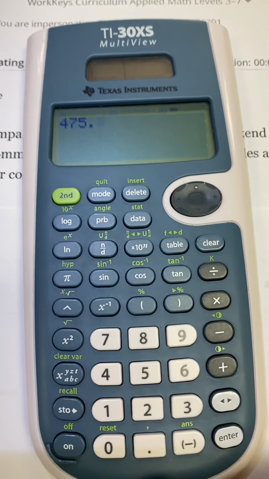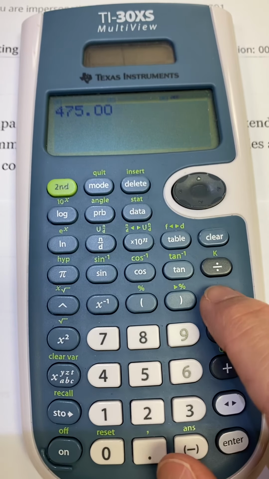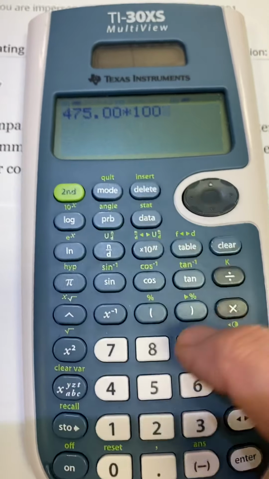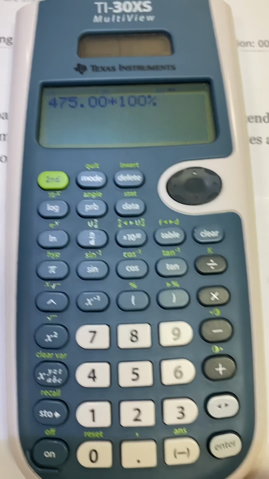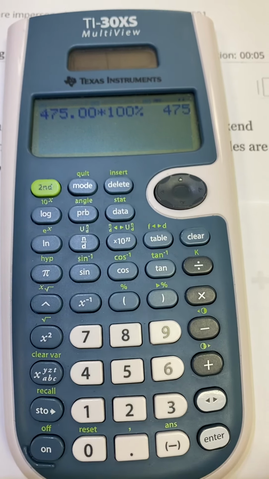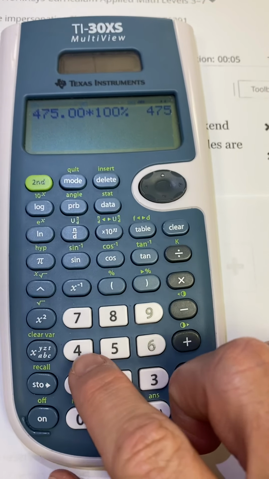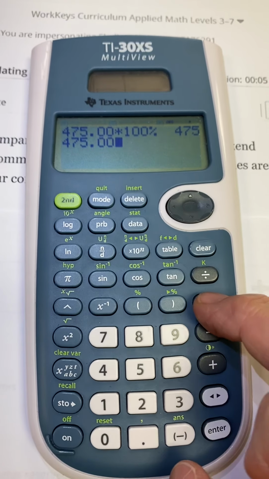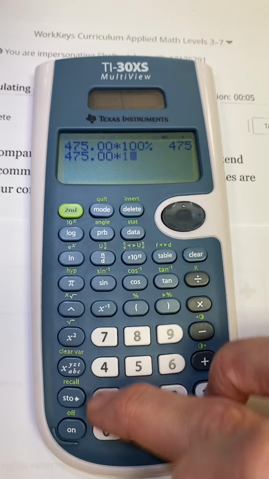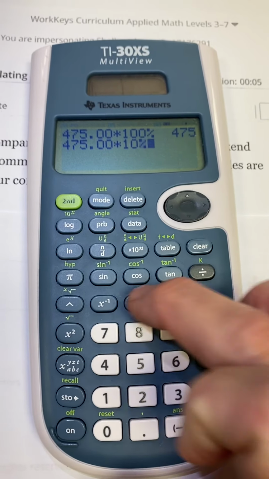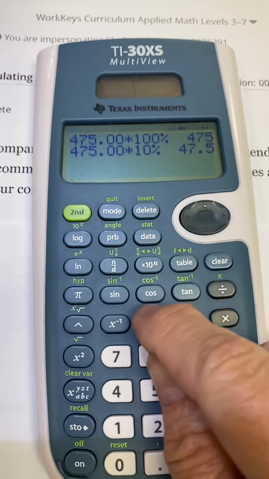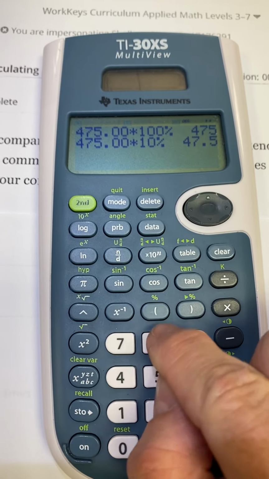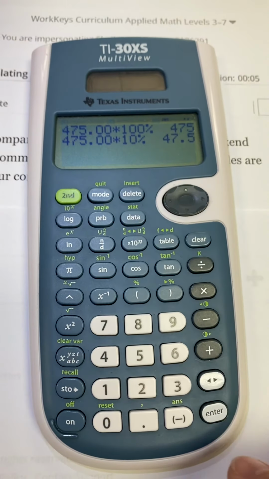I could type in 475, and then I could multiply that by 100, and I would go get the percent sign, and it would give me the answer 475. Well, if I wanted 10% of 475, I would type 475 in and multiply that times 10%. To get the percent key, you can see it's in green, and I have to press the second key to get the green, and it's located on top of the parentheses.